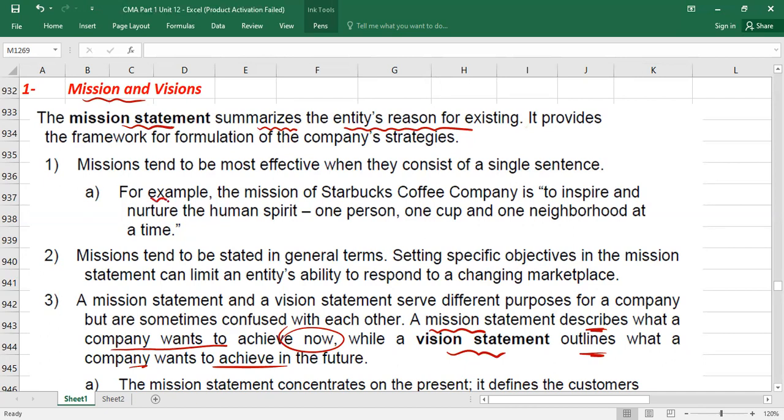For example, the mission statement of the Starbucks coffee company. So what is their mission statement? It's written: to inspire and nurture the human spirit, one person, one cup, and one neighborhood at a time. So this is a mission statement, right or wrong? Sometimes you have read certain mission statements like, feel like a home. Okay, it's your second home, like that. So this is the mission statement.